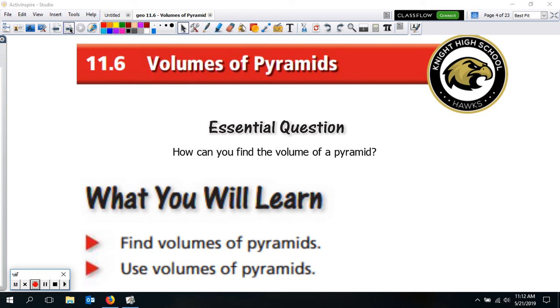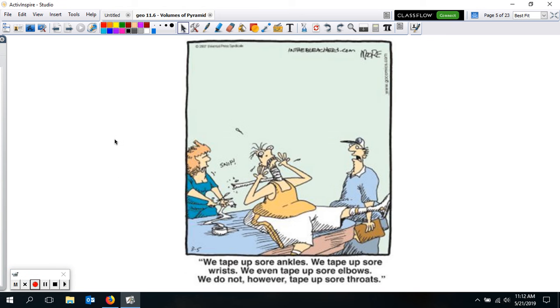Before we get to there, let's do a little cartoon of our day. So here we go, and in the bleachers, we tape up sore ankles, we tape up sore wrists, we even tape up sore elbows. We do not, however, tape up sore throats. As the trainer was taping his throat there. Oh, can't talk.